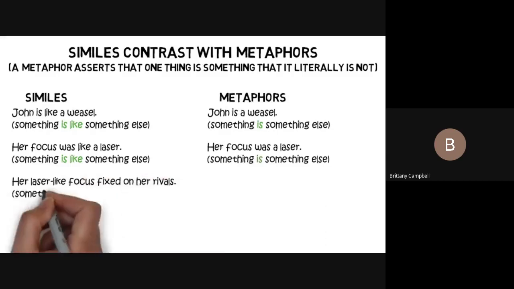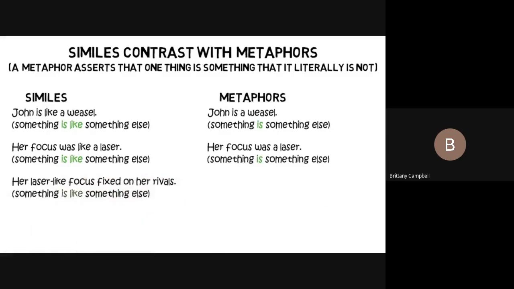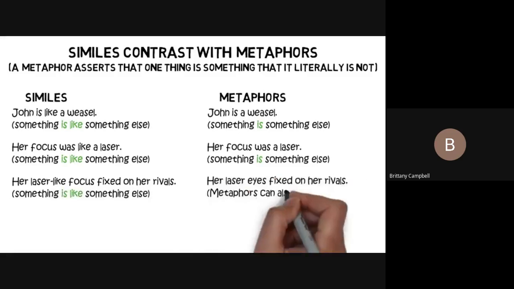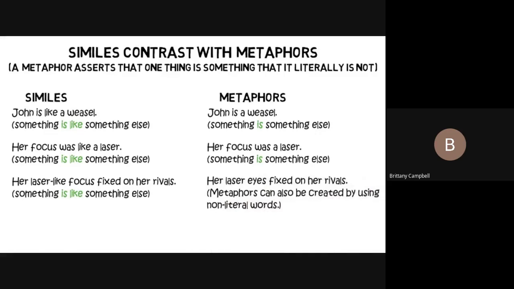Her laser-like focus fixed on her rivals. So you can see her focus was like a laser, but we've just mixed up the way that it's presented. But it's still a simile. Her laser eyes fixed on her rivals. Now, the thing about metaphors is it's not always something is something. They can also be created by using non-literal words. So here we've got laser, an adjective describing eyes, or clearly her eyes are not lasers. That's what makes it a metaphor.